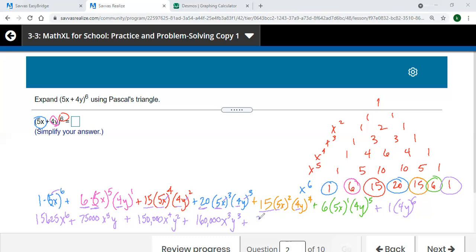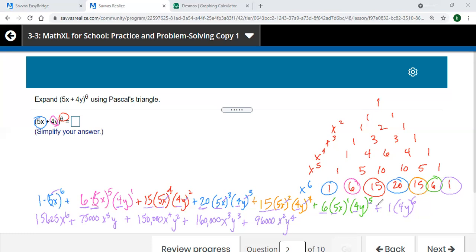96,000. X to the 2nd from here, y to the 4th from there. I gotta type all this in. Yeah, it says simplify your answer. There ain't no simplifying here. This is gross. All right, then the next one, 6 times 5 times 4 to the 5th.